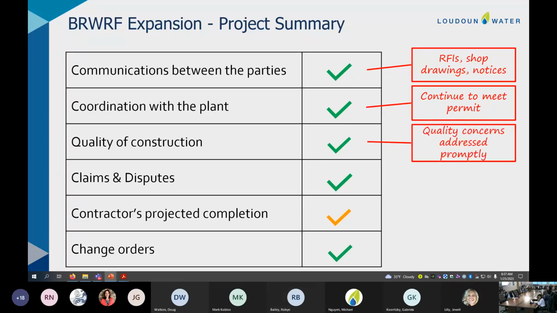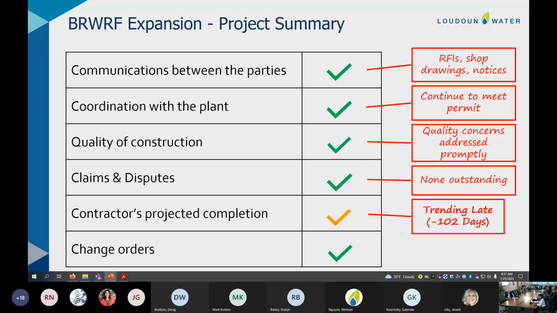The quality of construction, as with all construction, there are quality concerns, but we do a good job of keeping that list short and keeping things contemporaneous, having the contractor address quality concerns so we don't get too far behind with those. At present, we have no outstanding or long-standing claims and disputes that we have not been able to resolve with the contractor. So that's positive.